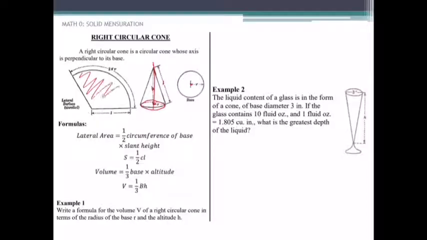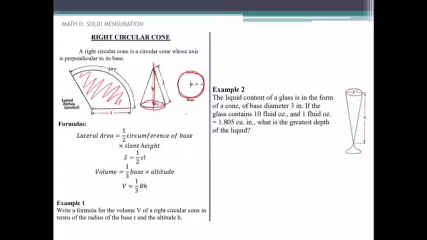It is 1/2 the circumference of the base times the slant height. So this is the slant height, this one. And the circumference of the base is this, which is equal to 2 pi r. This length is 2 pi r.